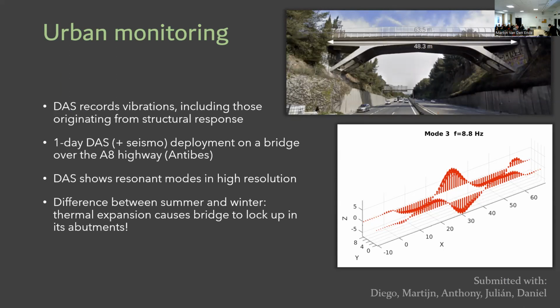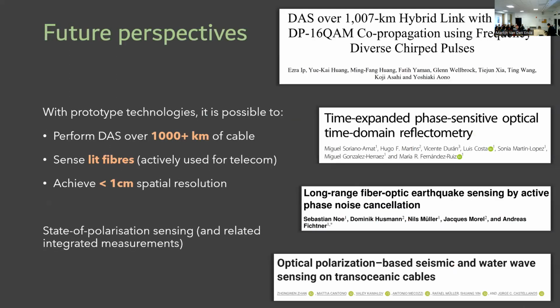So this is the end of all the examples that I wanted to show, but there are still a few interesting things that we can look out for in the future. The first is that currently the range of DAS is limited to about 100 kilometers, or maybe 200 if you're really pushing it. But with some prototype technology, this group has been able to do DAS over a distance of more than 1,000 kilometers.